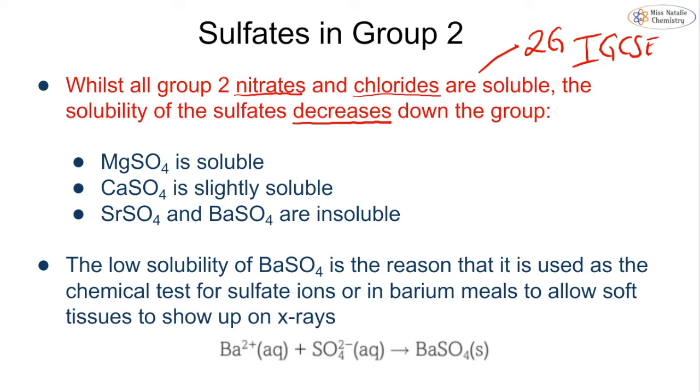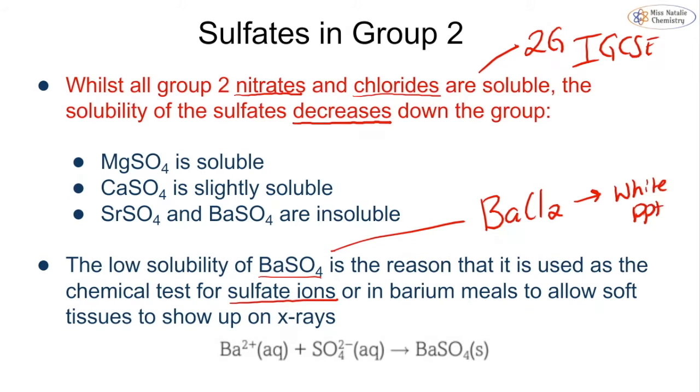And the low solubility of barium sulfate is one of the main reasons why we use it as the chemical test for sulfate ions. So you'll have seen that if we have a suspected sulfate compound, what you'll most likely do is add barium chloride to it, and then you will see a white precipitate being formed, and that is generally your barium sulfate, and that tells you that the sulfate is present, so your chemical test is positive.